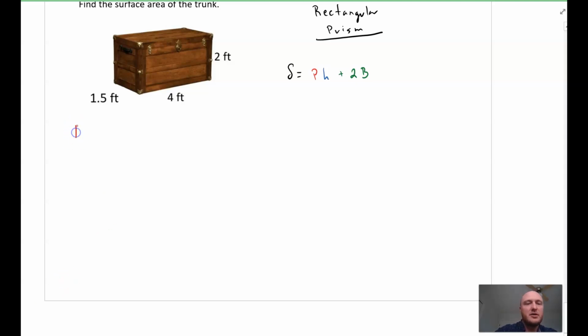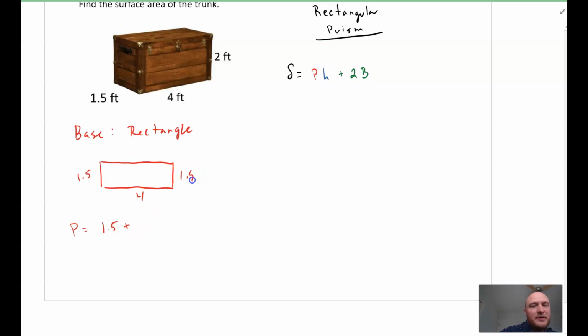All right, so I know our base is a rectangle. So I'll go ahead and draw that. Draw that straight line. There. So 1.5, this is 4. So I know the perimeter is going to be 1.5 plus 1.5, there's 2 times the width plus 2 times the length, plus 4 plus 4. So we have 8 plus 3, which is 11 feet. There's our perimeter.